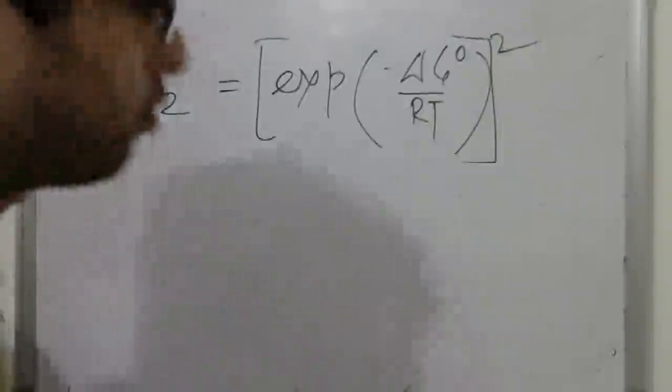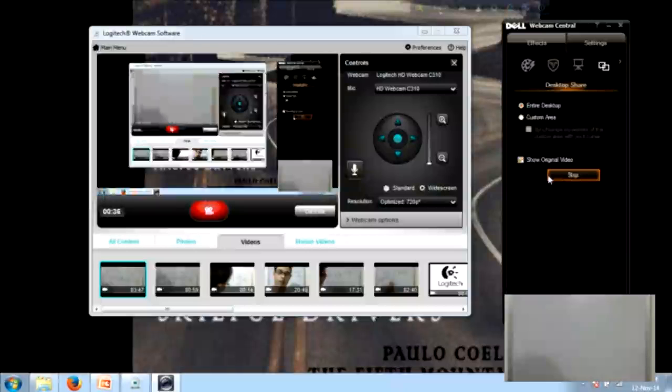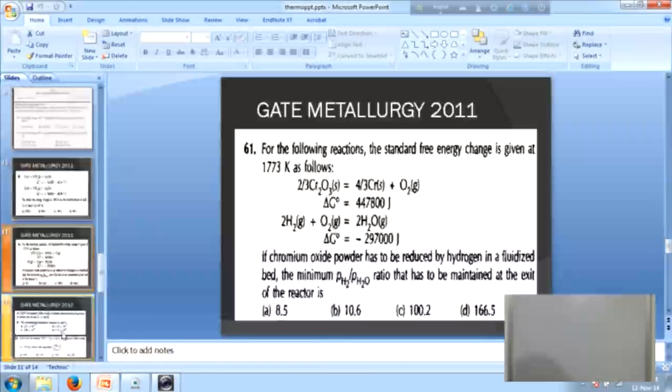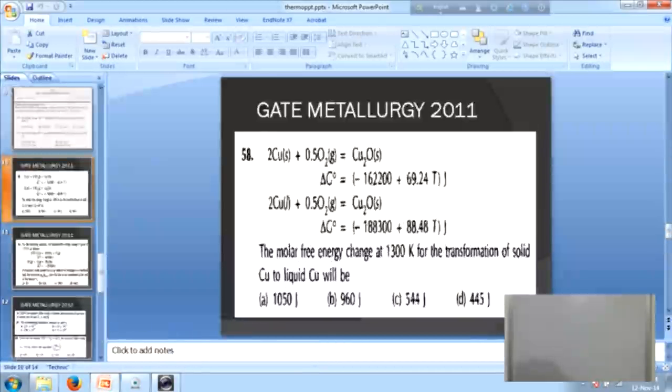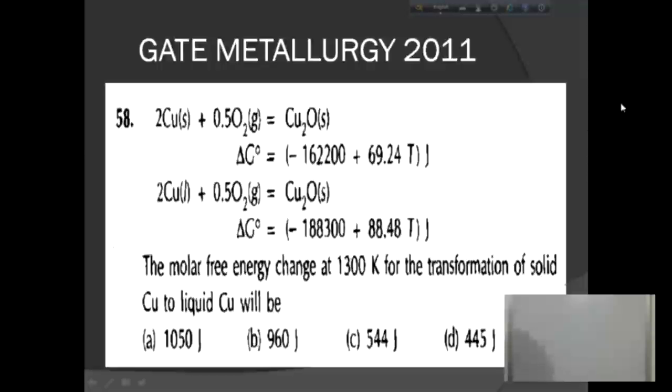Now today I will move on to solving some problems from GATE previous papers. Let's see how we'll go on solving those problems. Fine. Let's start with the 2000 problem. See, this equation is very important. You have been asked to find the free energy change from solid copper to liquid copper at 1300 K, right? You just pause the video and note it down.